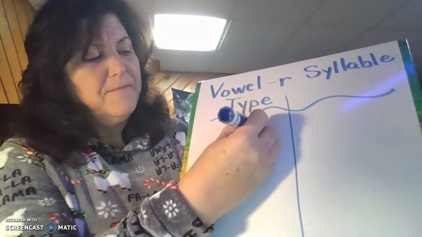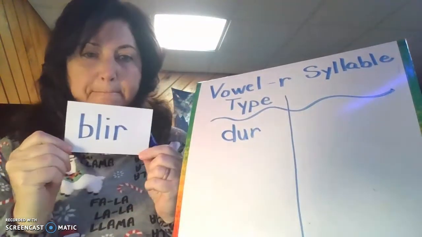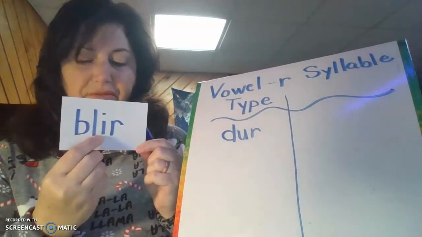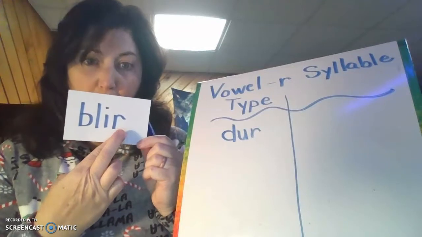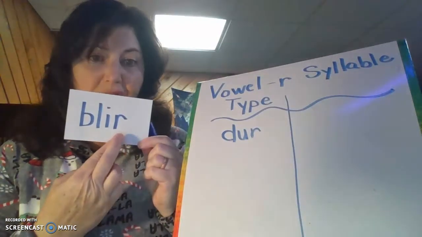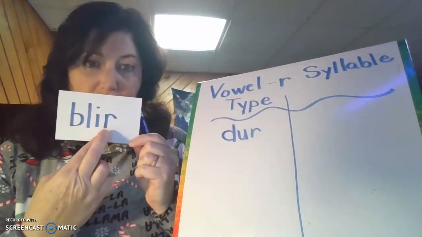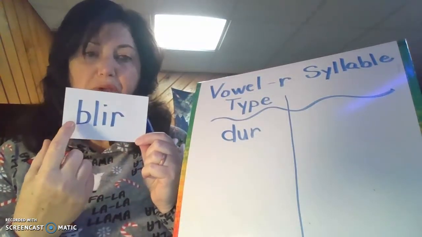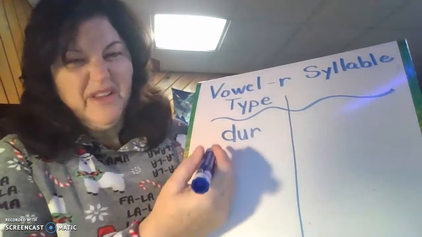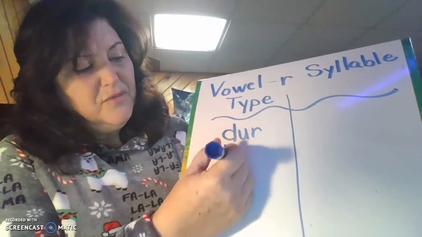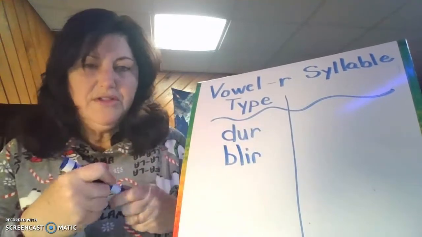Okay, we're going to do some more. Find the vowel. It's followed by an R. Everybody do that signal. Followed by an R. It's going to change its sound to... So this word would be blur. That sounds like a real word, but it was with a U. So blur is going to go on my vowel R syllable side.